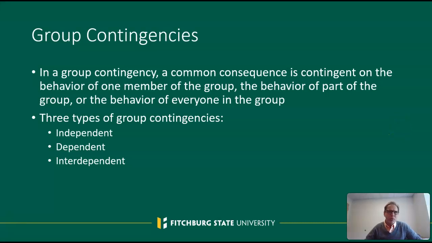So what is a group contingency? Well, in a group contingency, a common consequence is contingent on the behavior of one member of the group, the behavior of part of the group, or the behavior of everyone in the group. And there are 3 types of group contingencies. There are independent, dependent, and interdependent group contingencies. We're going to talk about all 3 of them.